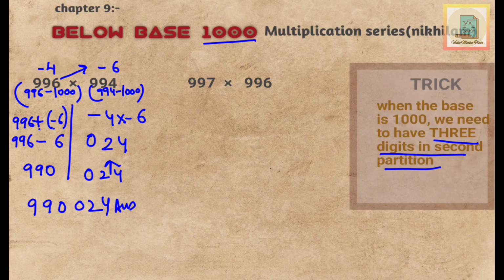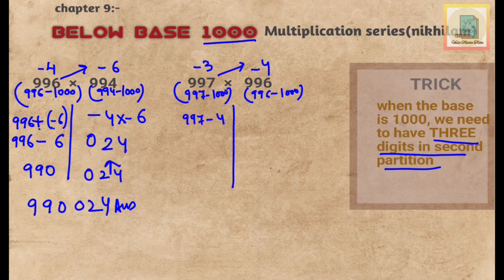Now let's take another example. 997 multiplied by 996. So the deviations will be 997 minus 1000, which will be minus 3, and 996 minus 1000, which will be minus 4. Now make a partition. In the first partition, first number plus the second deviation. So 997 minus 4, since the deviation has a negative sign. And here in the second partition, multiply the deviations, which will be minus 3 multiplied by minus 4. So in the first partition, we get 993.